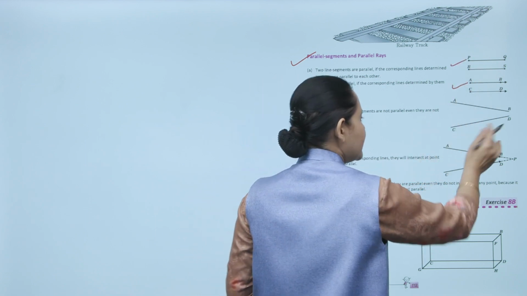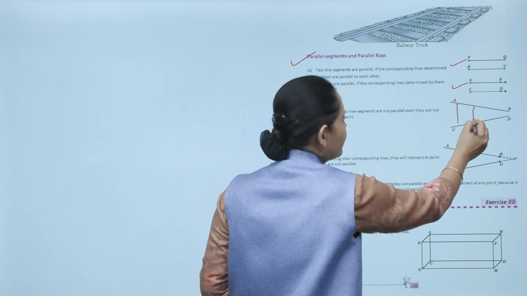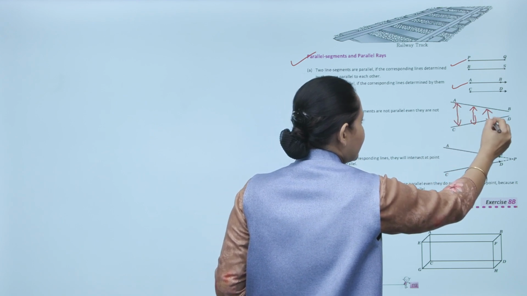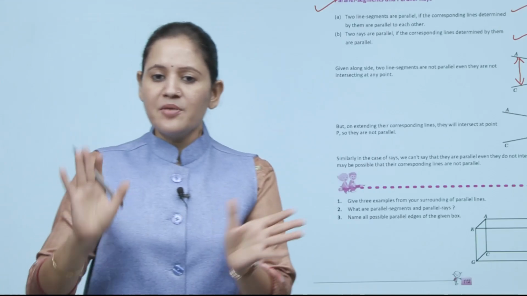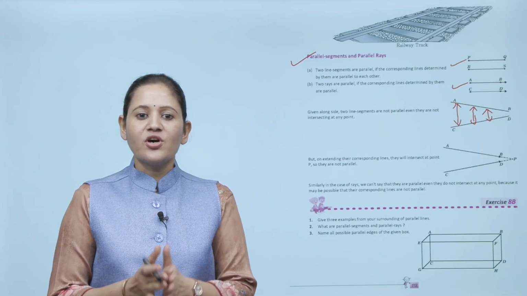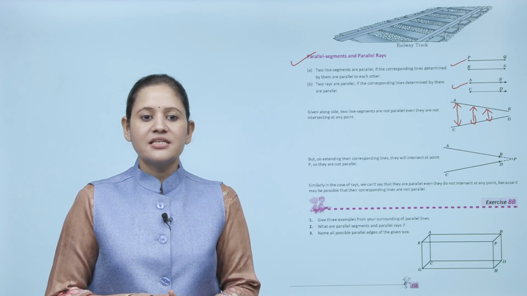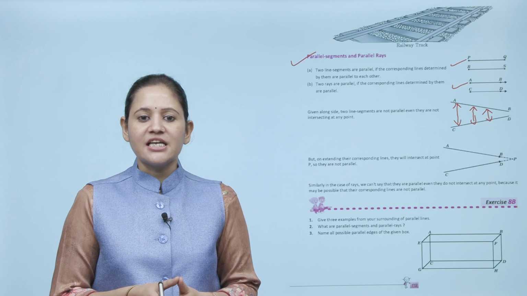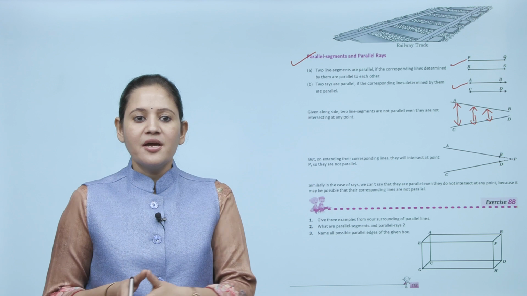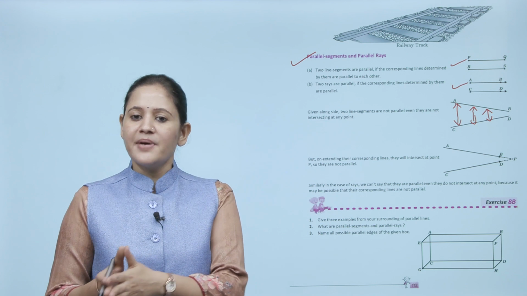But here AB and CD are not intersecting each other, but they are not parallel because the perpendicular distance between them is decreasing, it is changing. So at one point they will intersect each other, so they are not parallel. On extending their corresponding lines, they will intersect at point P, so they are not parallel. Similarly, in the case of rays, we can't say that they are parallel even if they do not intersect at any point, because it may be possible that their corresponding lines are not parallel.